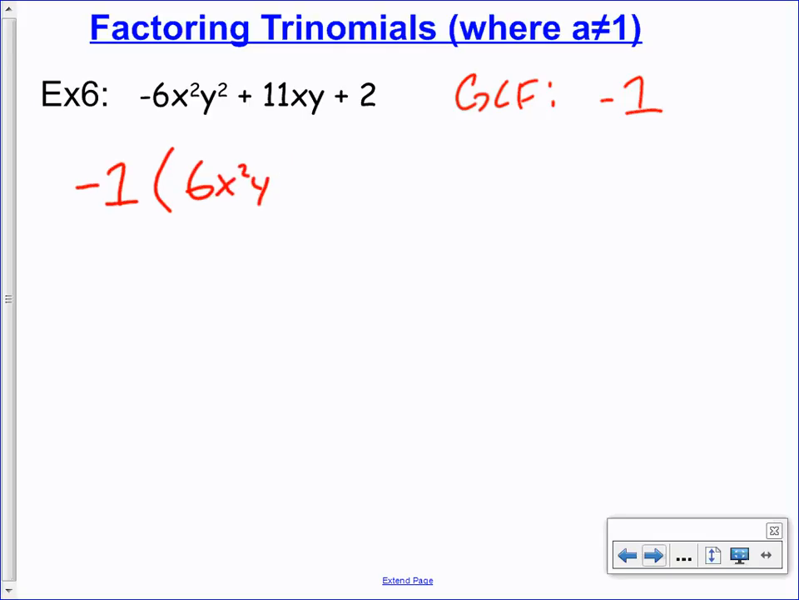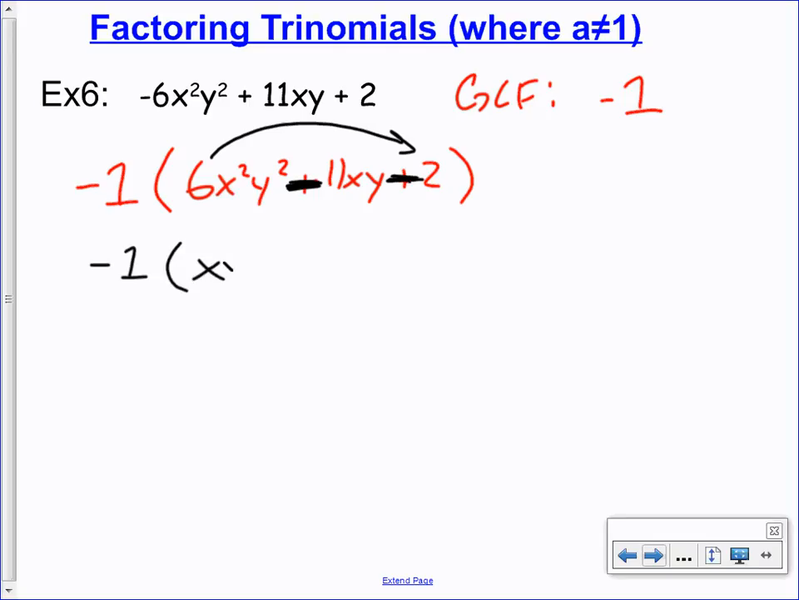So x squared y squared, 11xy plus 2. Oh, I need to do the negatives, don't I? I messed up. This would be a negative, and this would be negative also, because when you factor out GCF negative 1, it changes all the signs. Slip the 6 to the back. So negative 1 times xy squared minus 11xy minus 12.